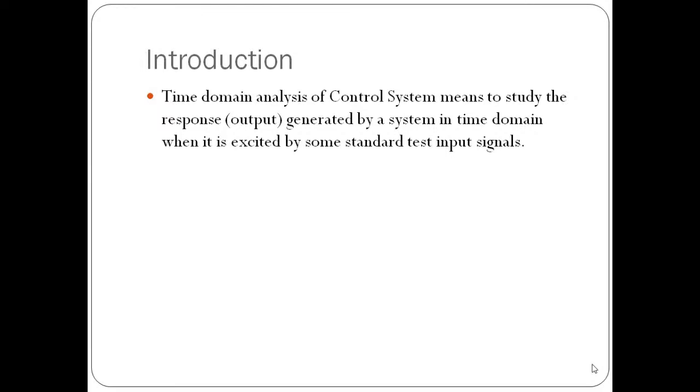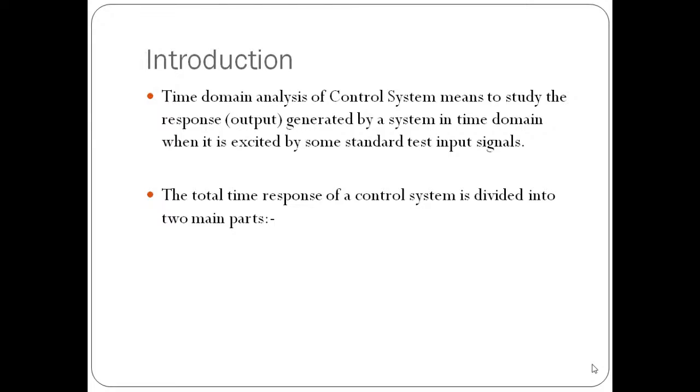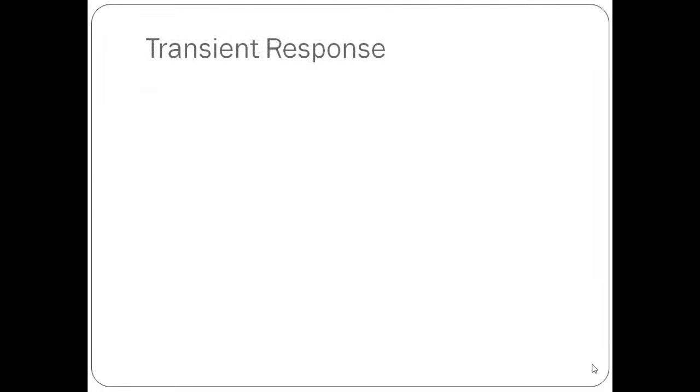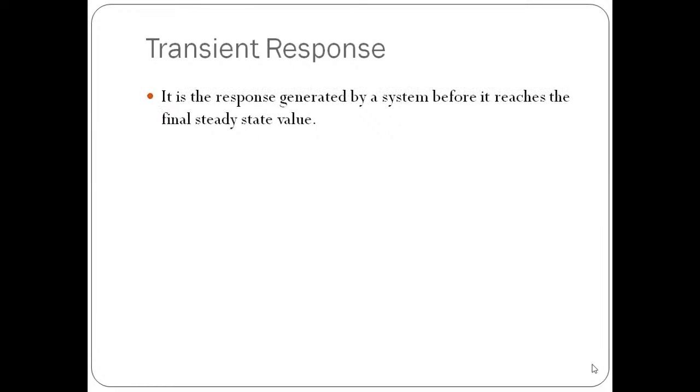That is important. And then we discussed that the time response of any system we can divide into two main parts. First one is called the transient, and second one is called the steady state response. Then we discussed in detail what exactly transient response is. It is the response generated by a system before it reaches its final steady state value.